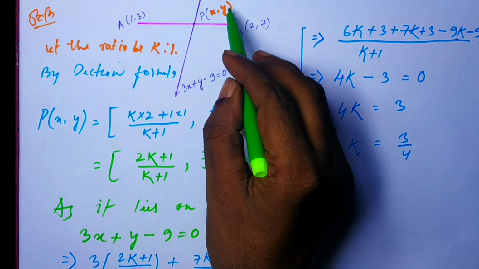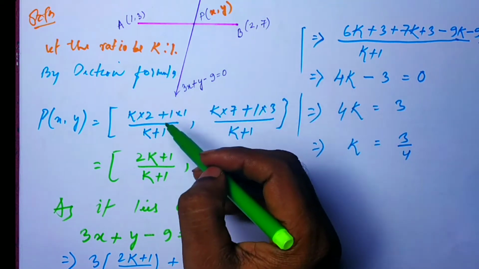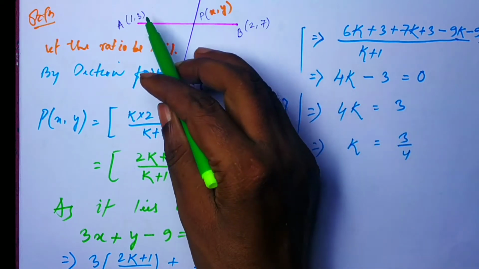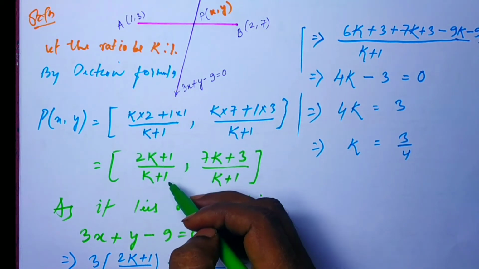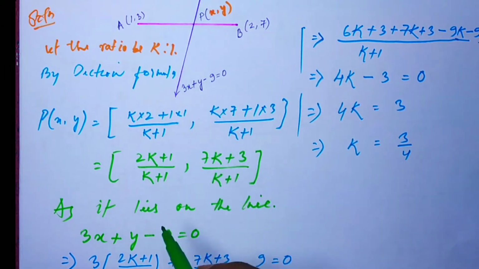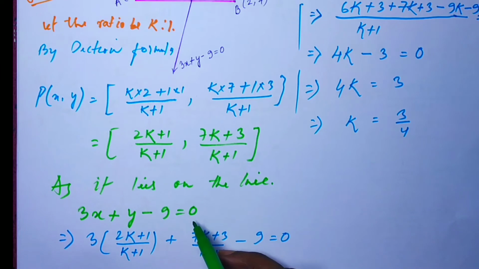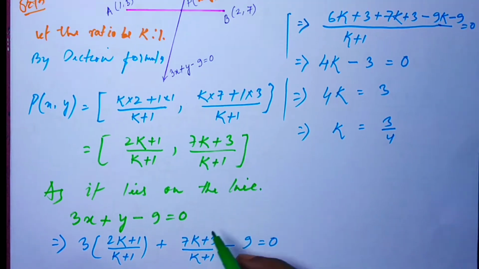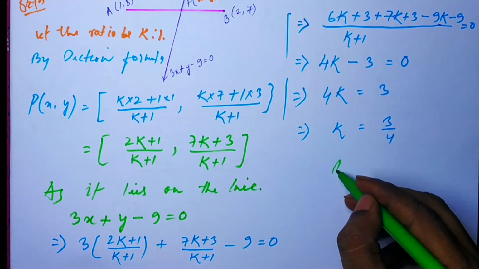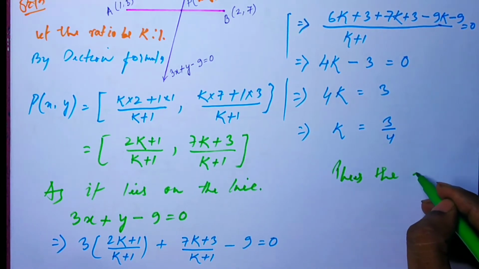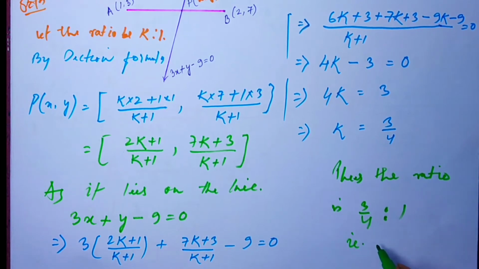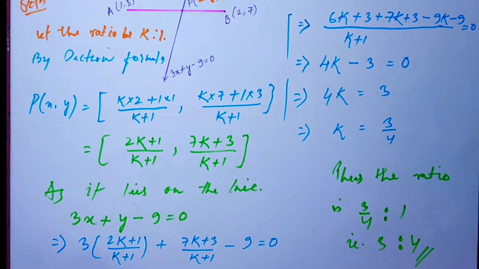By section formula we find out P(x, y) as (k into 2 plus 1 into 1) divided by (k plus 1), and (k into 7 plus 1 into 3) divided by (k plus 1). So it is (2k plus 1)/(k plus 1), (7k plus 3)/(k plus 1). As this point P(x, y) lies on the line 3x plus y minus 9 equal to 0, it must satisfy this equation. By putting it in, we take the LCM and calculate, and we get 4k minus 3 equal to 0, so k equals 3/4. Thus the ratio is 3/4:1, that is 3:4. This is our answer.